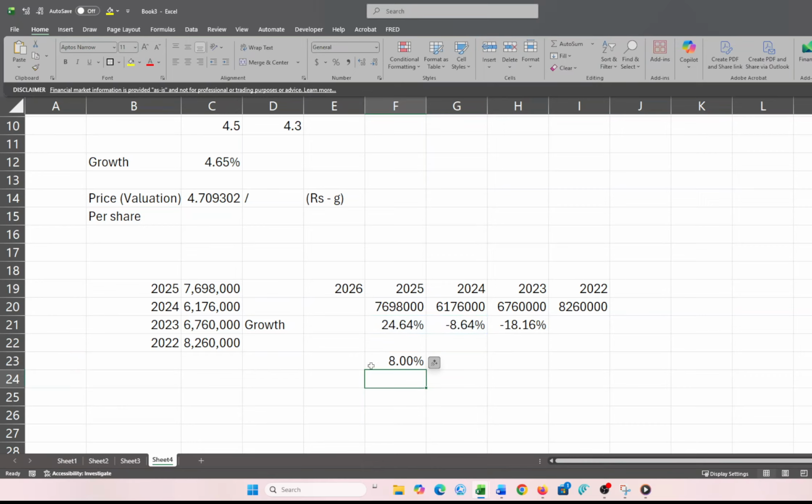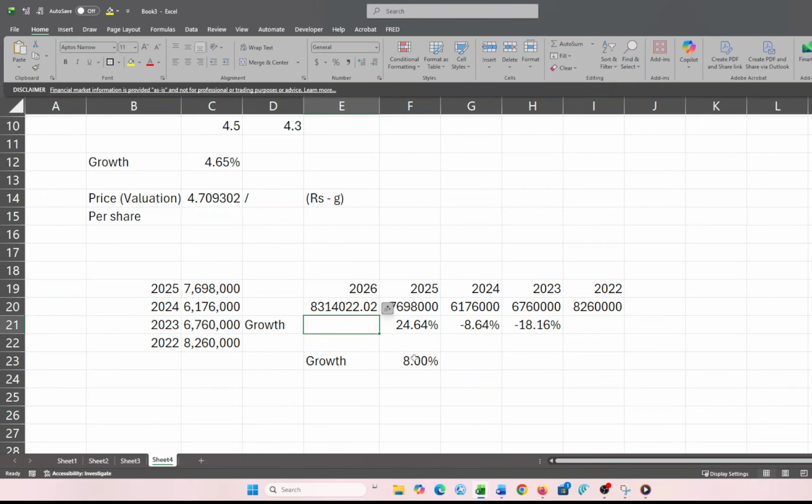8%. I think that looks good. That's going to be our growth rate. Now what we can do is we can estimate 2026. It's going to be the previous year, multiply by 1 plus the growth rate, close it up, and I'm going to get rid of the decimals there. So that's our 2026.